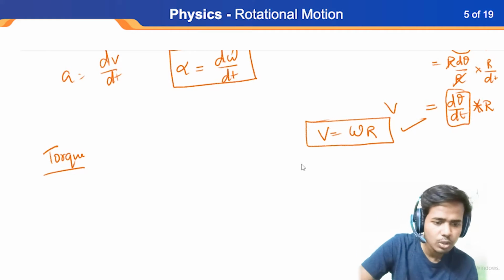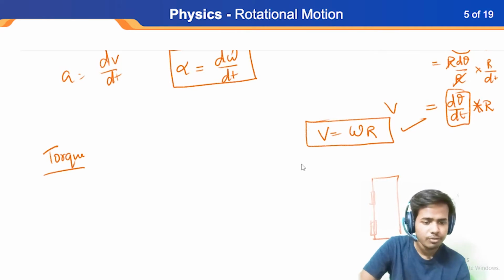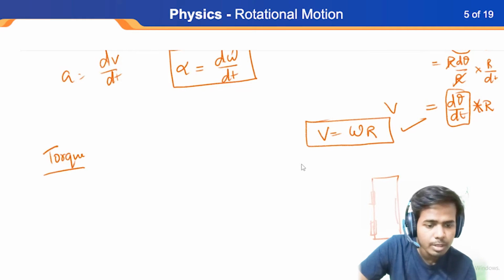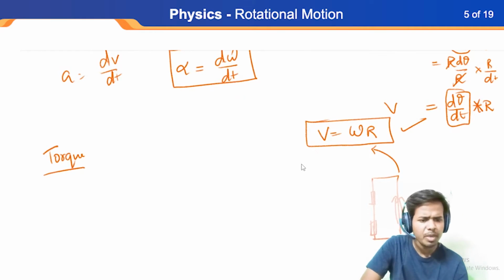Let me quickly give you an example. Let's say there is this door which has these two hinges, and you want to open the door. You will most probably push the door in this direction so that it rotates. But whenever you push the door, you make sure that you are as close to this end while pushing it.